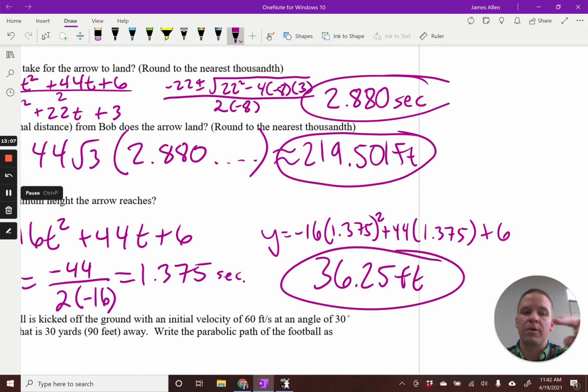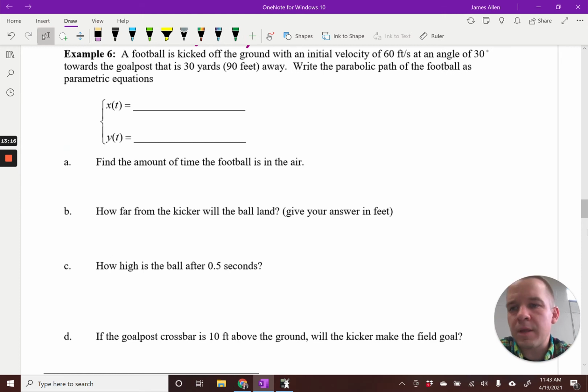We're going to do one more example, and then we're going to call it a day on those two, but hopefully not too crazy. A lot of Algebra 2 type stuff. Let's keep moving here. All right, so now we have a football is kicked off the ground with an initial velocity of 60 feet per second at an angle of 30 degrees again towards the goalpost that is 30 yards away. 90 feet away. Little unit conversion. Nice. Write the parabolic path of the football as parametric equations.